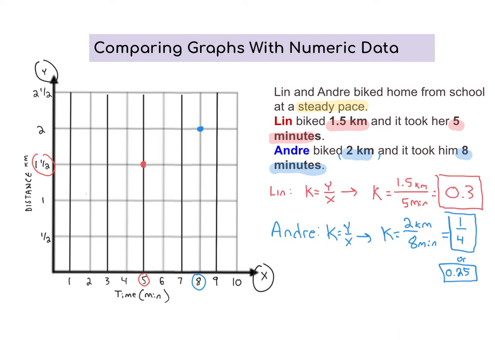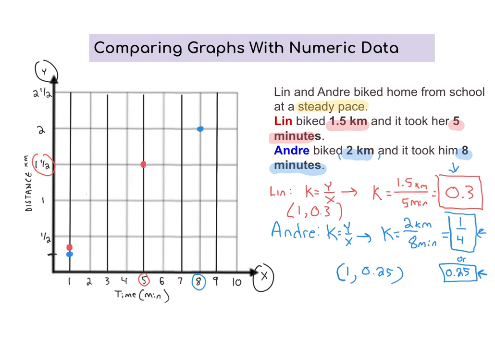So here's what I got for calculating K's. I took my y's, which were my kilometers, and divided them by my x's, which are my minutes. And I found that Lynn had a K of 0.3, and Andre had a K of 1/4, or for those of you who prefer decimals, 0.25. So what I can do is go ahead and plot those points. So I know that where my x equals 1, my y will equal K. So there's Andre's point. And for Lynn, again, where my x equals 1, that means my y is going to be 0.3.